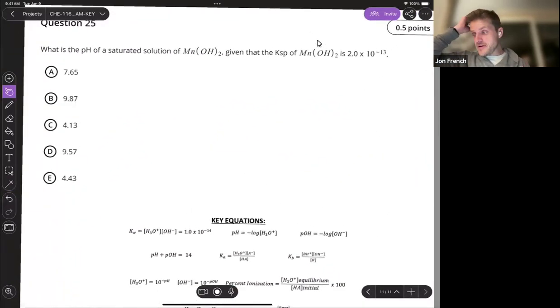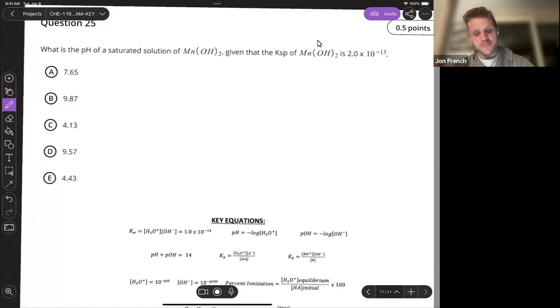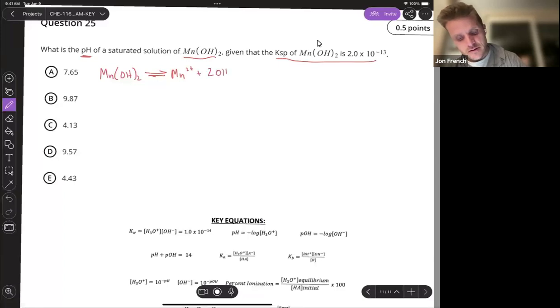All right, and then question 25, we did this in class on Thursday as well, right? What is the pH of a saturated solution of manganese hydroxide, given the Ksp of manganese hydroxide is 2 times 10 to the minus 13? I thought it was a good review question because it brings together our solubility and our pH questions, right? So manganese hydroxide ionizes, gives me manganese 2 plus and 2 hydroxides.